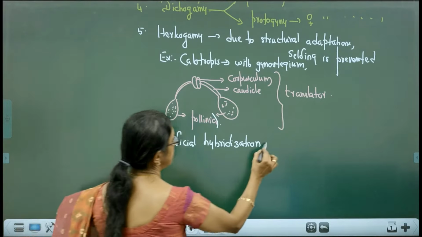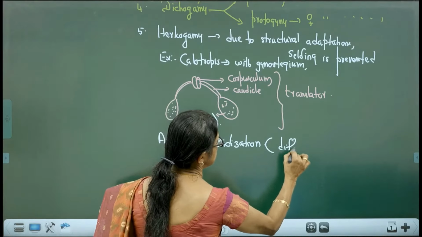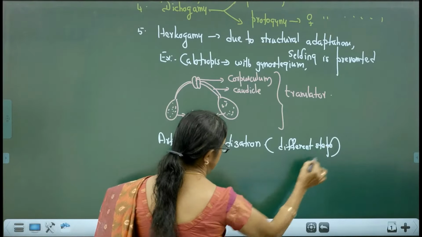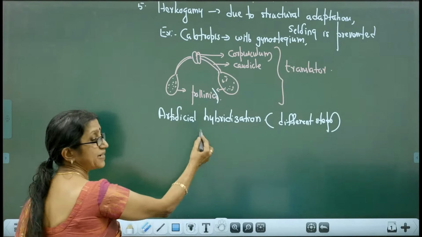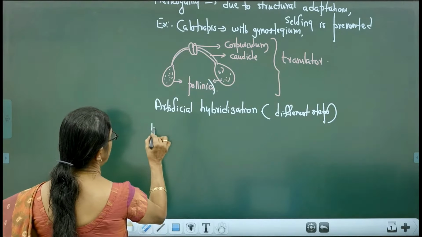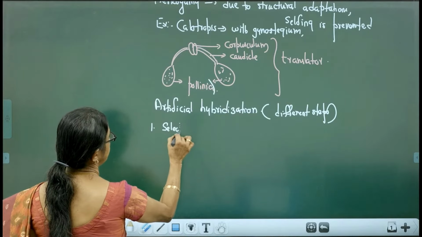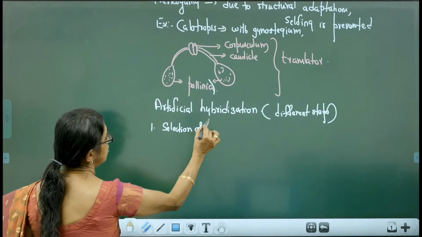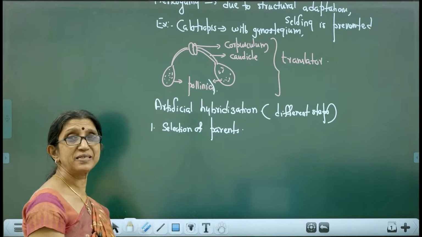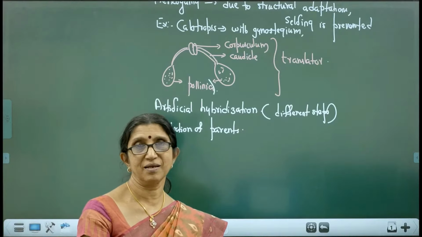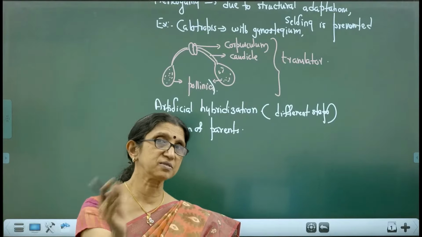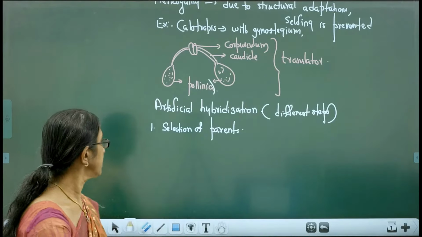The first step, different steps. The very first one is the selection of parents. It should be done on the basis of certain desirable qualities, for example, high yield, disease resistance, like that. So based on this, we select two parents.